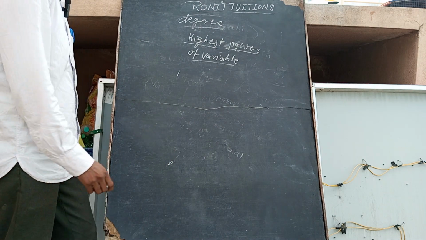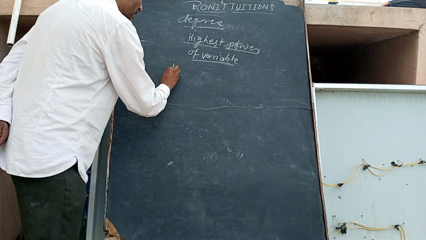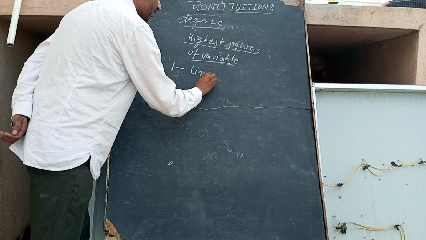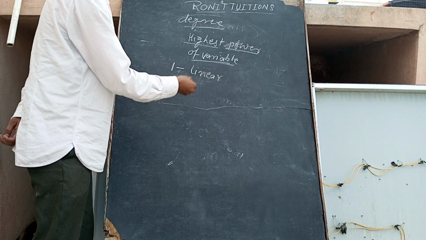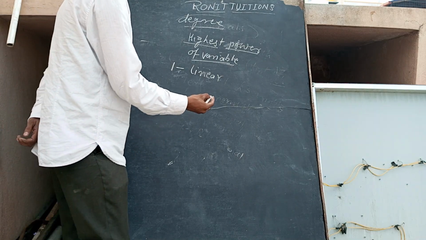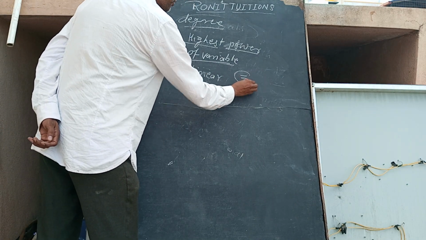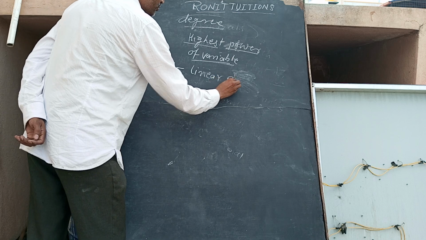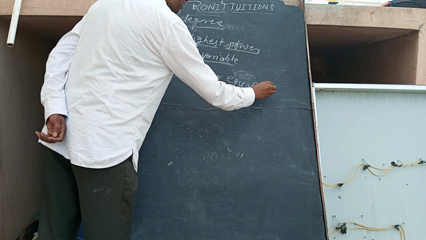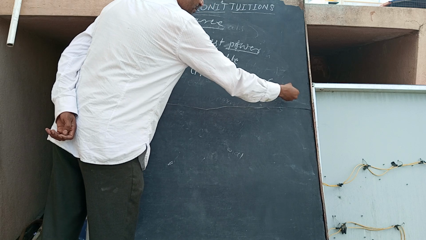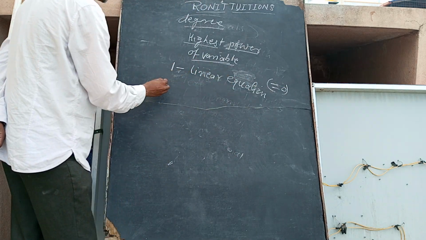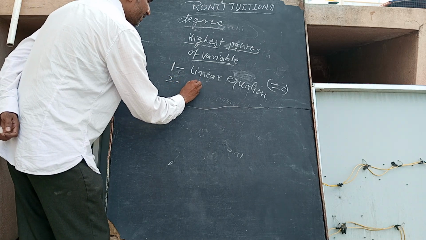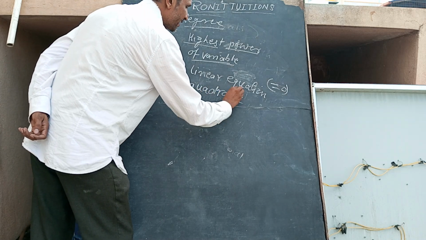According to the degree of the variable, we divide expressions into different types. First, degree 1 is called linear. An algebraic expression, if it is equal to 0, is called an equation. The word equation means equal to 0, or equal to some number. So a linear equation has single degree. Degree 2 is called the quadratic equation.